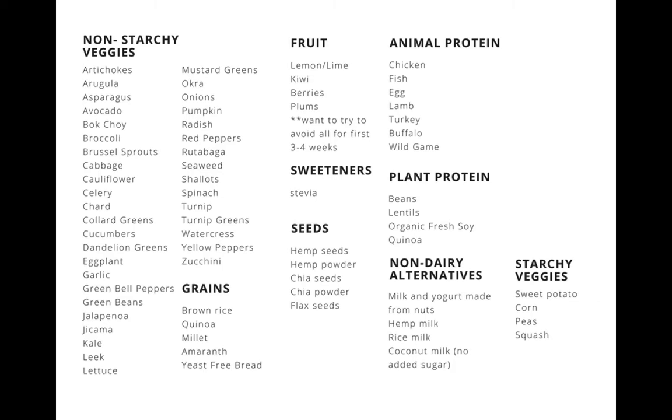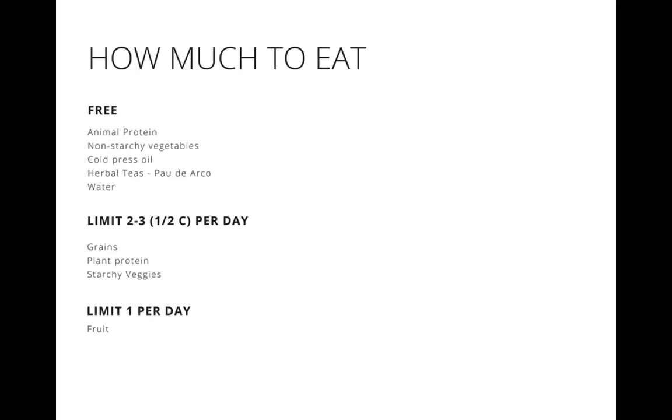So we have our non-starchy vegetables, the grains, fruit. Again, we want to try to avoid it for the first 3 to 4 weeks. Sweetener, the seeds, the animal protein, plant protein, non-dairy alternatives, and starchy veggies. So this is what we can have, okay? And over here, I shared how much to eat.